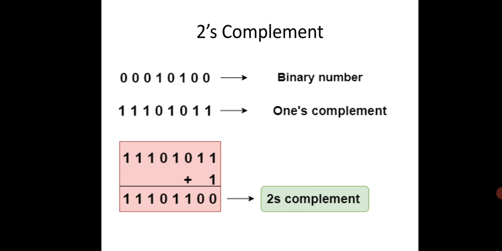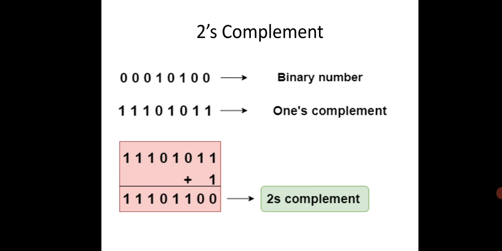This is your binary number. So what will be the 1s complement of this number? The 1s complement will be 1 1 1 0 1 0 1 1. You have inverted all the bits. Now the main thing in 2s complement is that you have to add 1 to the 1s complement. So the 1s complement, you can see in this pink dialog box, is 1 1 1 0 1 0 1 1. You have to add 1 bit.